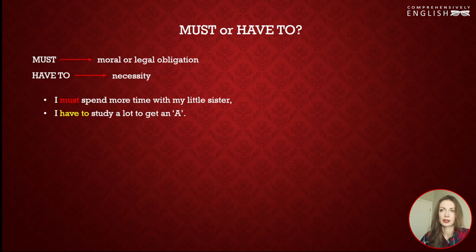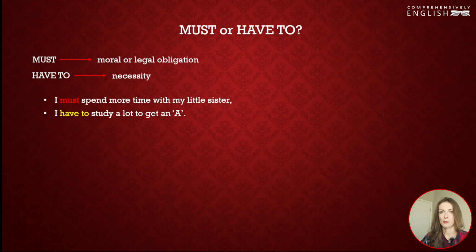It's a good idea and I love my sister, so I must. I have to study a lot to get an A. I don't really want to spend so much time. Maybe I have other things on my mind, but I understand that I am forced to study hard. Otherwise, I will not get an A. So it is necessary. The action here does not resonate with you. You just understand that if you don't do something, you will get consequences that you don't really want to get. That's why you do something.